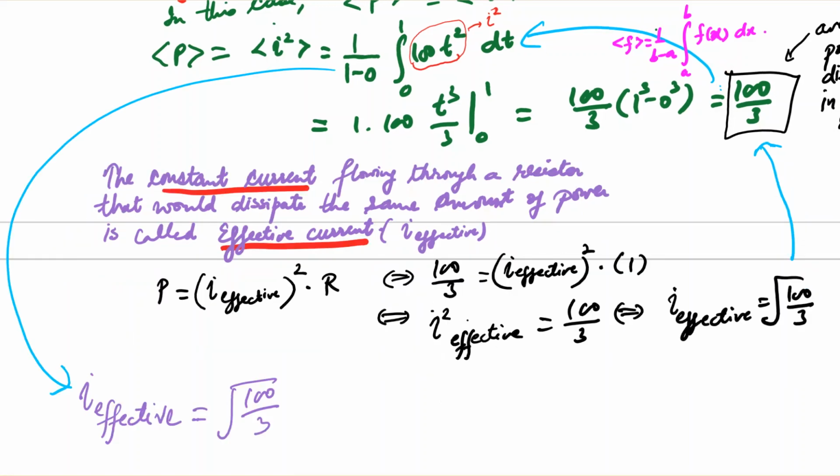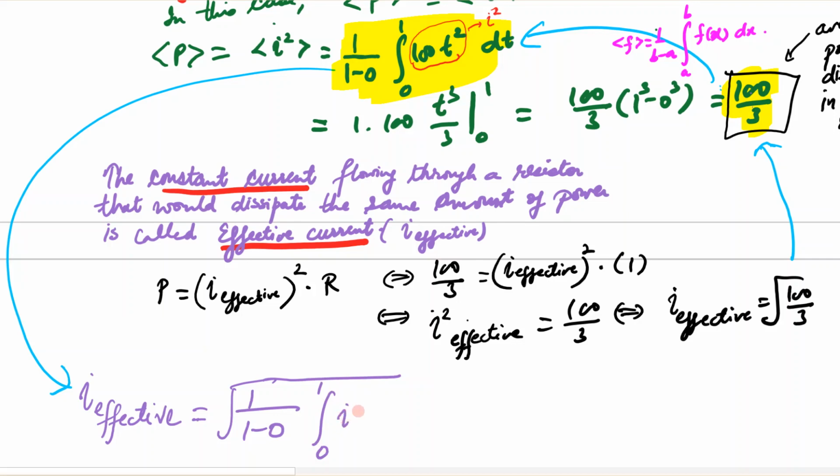Since the effective current is equal to the square root of 100 over 3, and we got 100 over 3 using this function, I'm just going to keep the square root as it is, and in place of 100 over 3, I'm going to write the highlighted part. So we get this equals the square root of 1 over 1 minus 0, integral from 0 to 1 of 100t squared. And what is 100t squared? That was our I squared function, our power function. So I squared, a function in terms of t, dt.